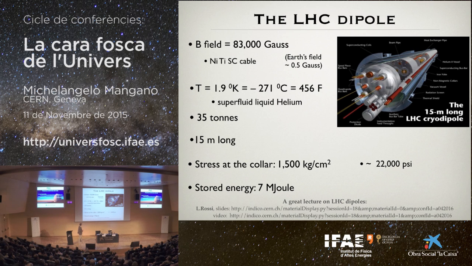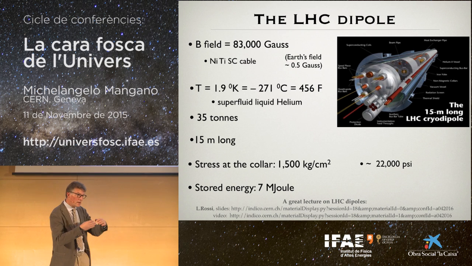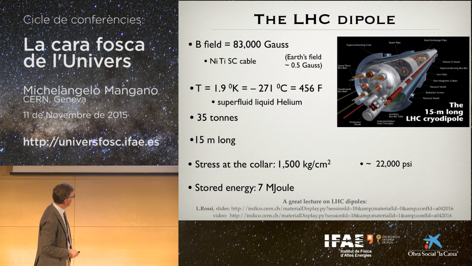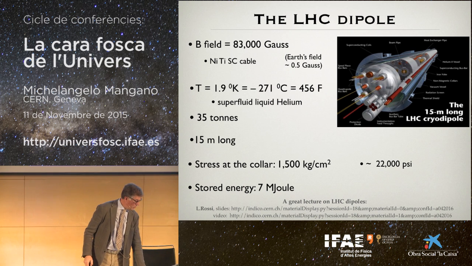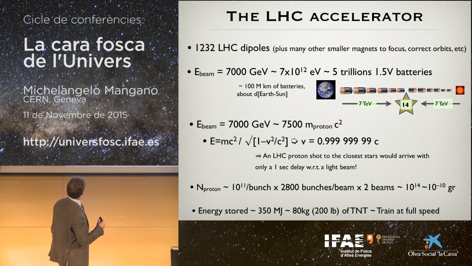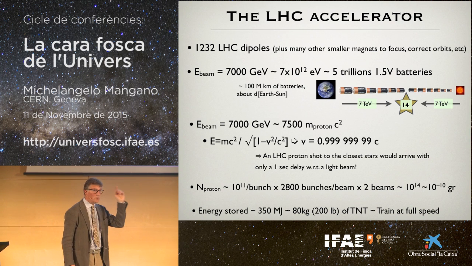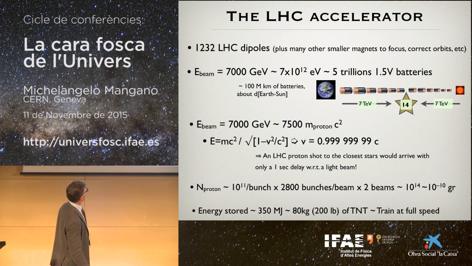And it's embedded in superfluid liquid helium. Each of these objects, which are 15 meters long, weighs 35 tons. And they're slightly bent because they have to go in a circle. So all of these magnetic forces are such that when they touch each other, the pressure that we have to apply to keep it in shape, as opposed to going straight, is a pressure of the order of 1,500 kilograms per square centimeter. So it's really very powerful objects. And there are 1,232 of them distributed around to keep the protons.